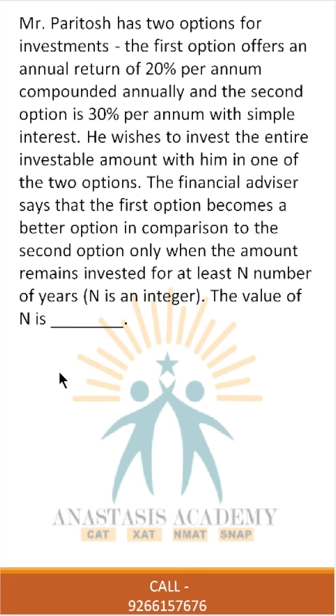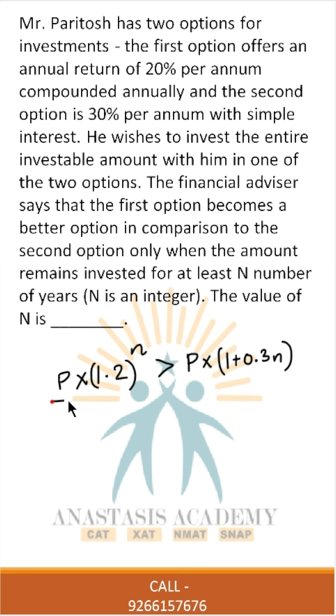Now see, whatever the principal is, in the first instance, it will become P into 1.2. Every year it is increasing by 20%. 1.2 raised to the power n. And we want this to be greater than P into (1 plus 0.3n). This is the smart way of writing down the amount under simple interest.